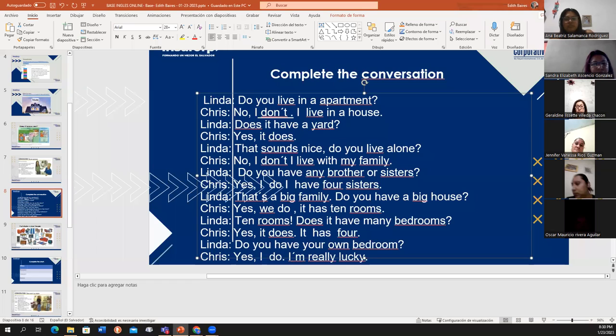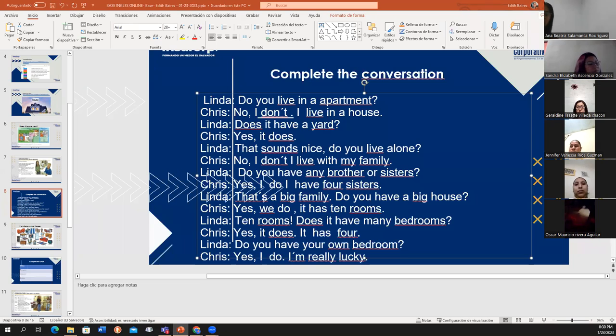If I ask you now to have a conversation with one of your classmates, do you think that you will be able to ask questions and answer them? Try to use this conversation like a base, okay? Como base, tomen esta conversación. And I will ask you to have a conversation with someone from your class.